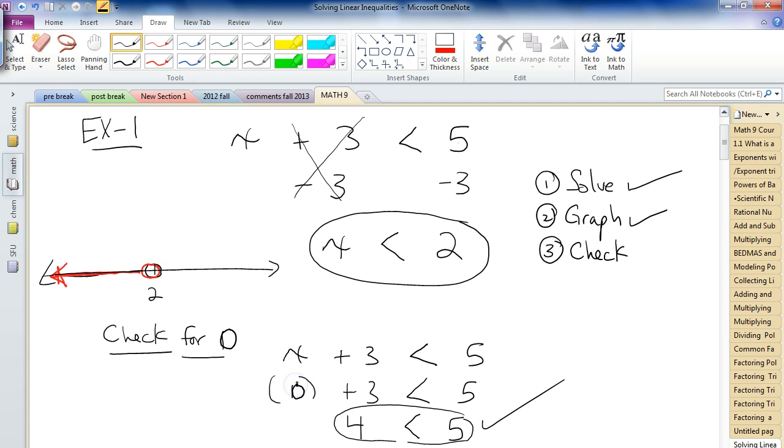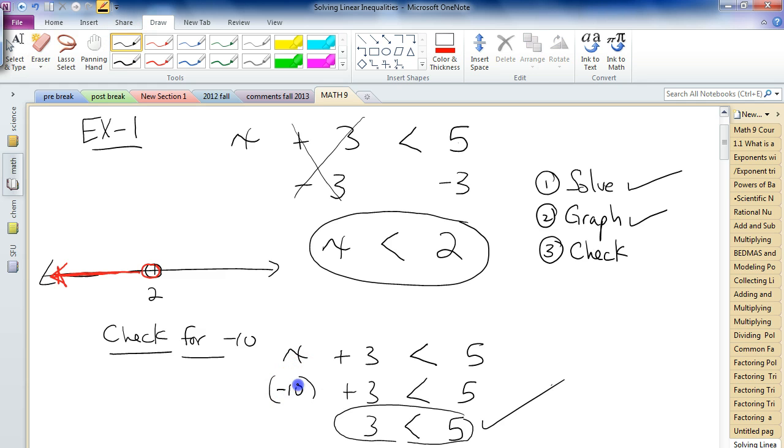So you put a 0 in there. If you put a 0 in there, 0 plus 3 is 3. Is 3 less than 5? Yes, it is. And you can even check, again, the book says pick 3. Let's pick a really small number, like negative 10. Let's put negative 10 in here.